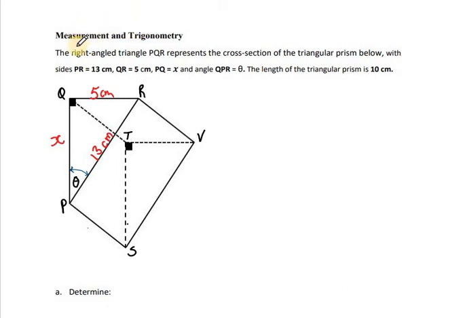Trigonometry in measurement. So we have the right angle triangle PQR, which represents the cross section of the triangular prism below. Now we should know what a prism is. Well, a prism is basically a solid shape with a cross section that is congruent all the way through. So it has two ends that are congruent, and that shape is uniform all the way through.